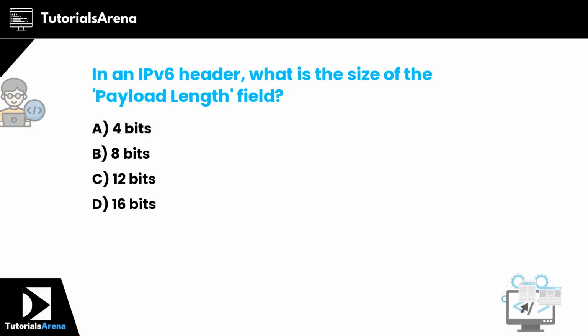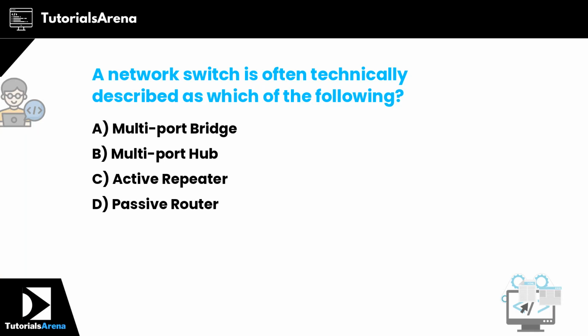In an IPv6 header, what is the size of the payload length field? The correct answer is option D, 16 bits. A network switch is often technically described as which of the following? The correct answer is option A, multi-port bridge.